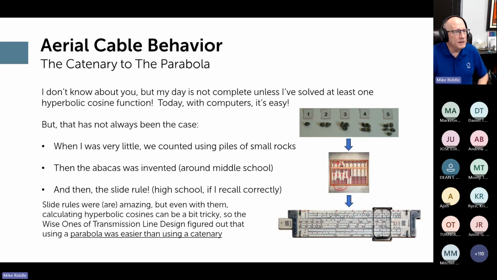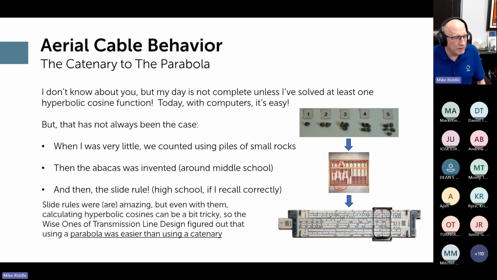And today with computers, it's easy, but that's not always been the case. When I was little, our math aid was counting using piles of small rocks, like you see in the picture there. And then the abacus was a revolutionary invention for me around middle school. And then the slide rule, which, my memory is a little fuzzy these days, but I'm pretty sure that came out about the time I was in high school. And they're amazing.